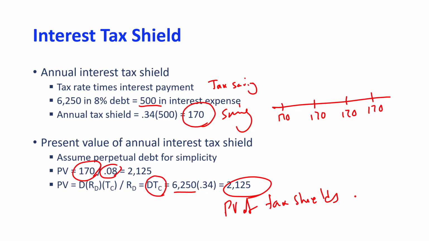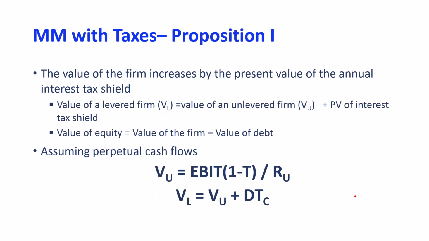So the tax shield adds to the value of the firm. The value of the firm increases by the present value of the annual tax shield. So the value of the levered firm is equal to the value of the unlevered firm plus some additional value that comes from the tax saving, the present value of the interest tax shield. So the value of the levered firm equals the value of the unlevered firm plus the tax savings that comes from borrowing money.